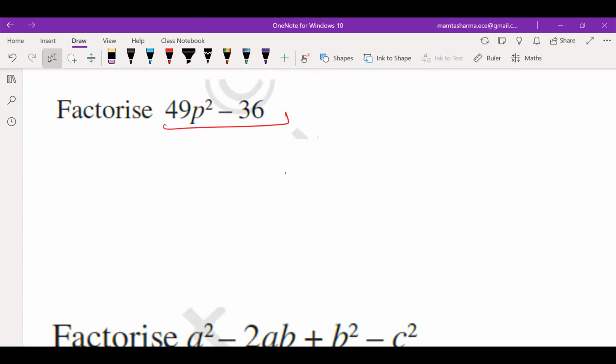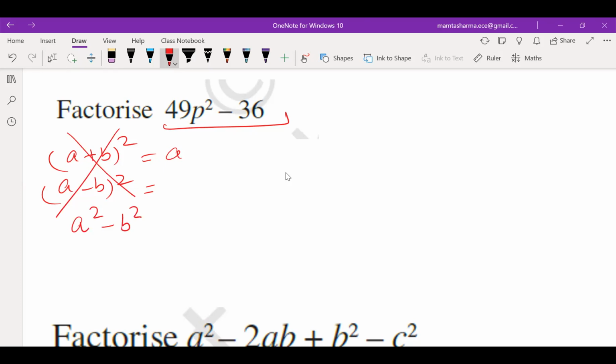The first two identities will not fit here because for the first two we need at least 3 terms, and 3 terms are not there. So these identities will not fit here. The third identity is a square minus b square, and its factors will be a plus b, a minus b.